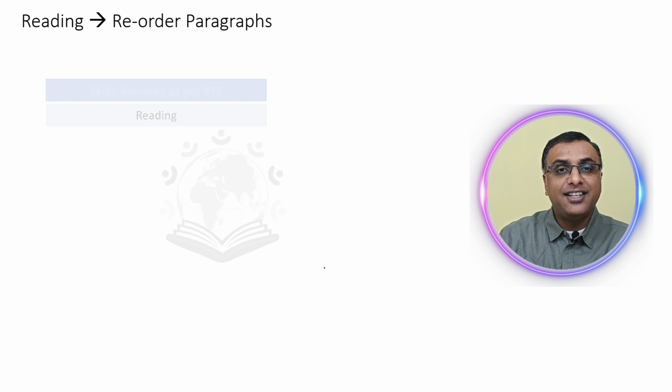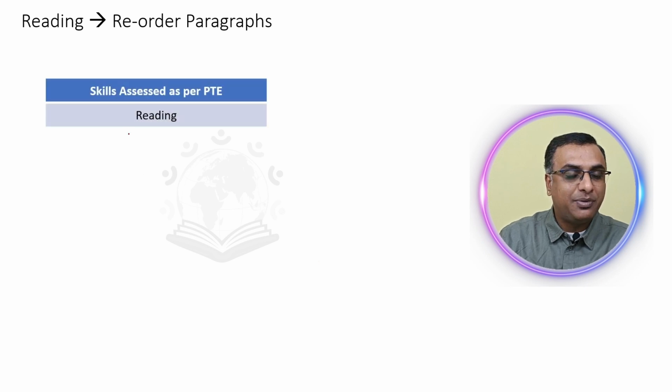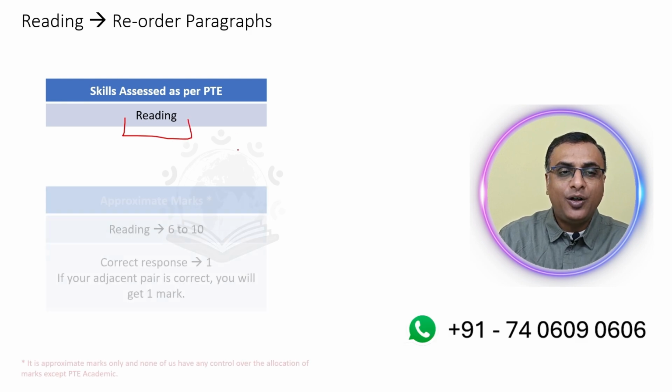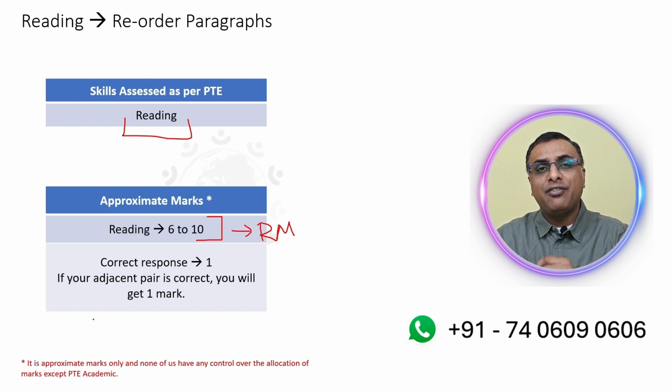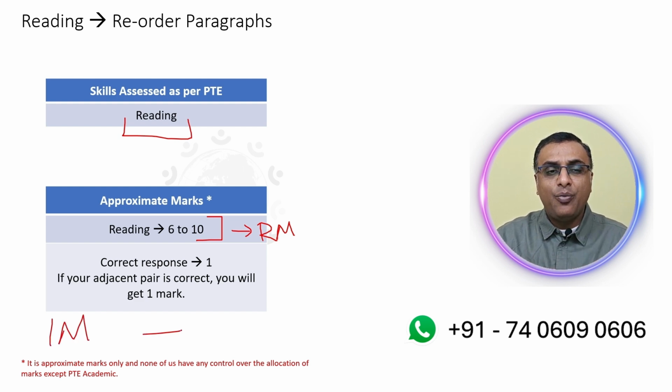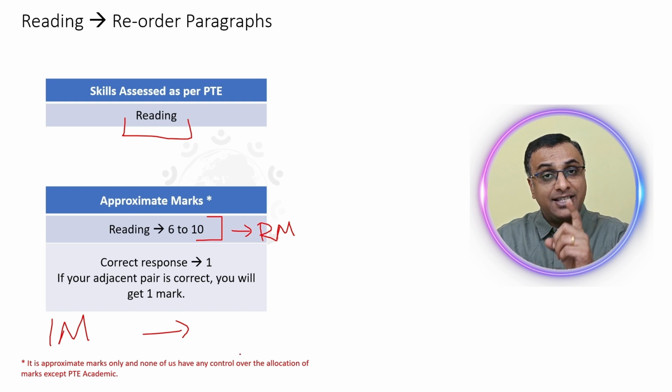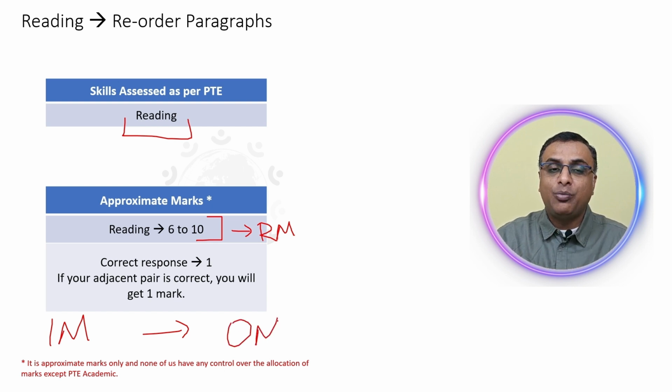Next, let's understand the skills assessed by PTE for this particular question. PTE will just assess your reading skills for the reorder paragraph question. You will approximately get about 6 to 10 marks for your reading module only. There is a small catch over here. Let's understand that. Each correct logical pair will fetch you 1 mark, whereas if the logical pair is incorrect, you will get 0 marks. Let's understand it by an example.